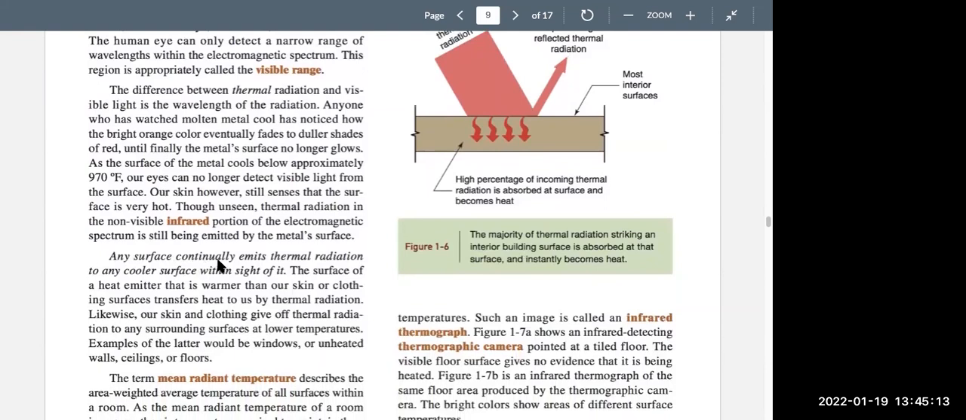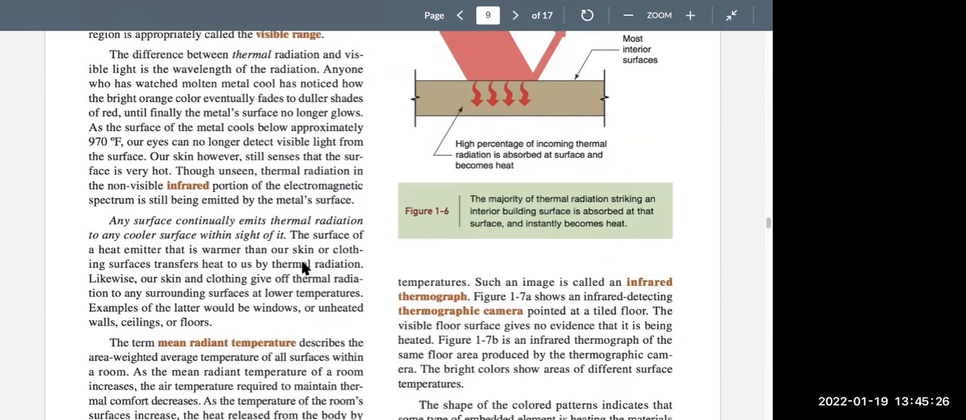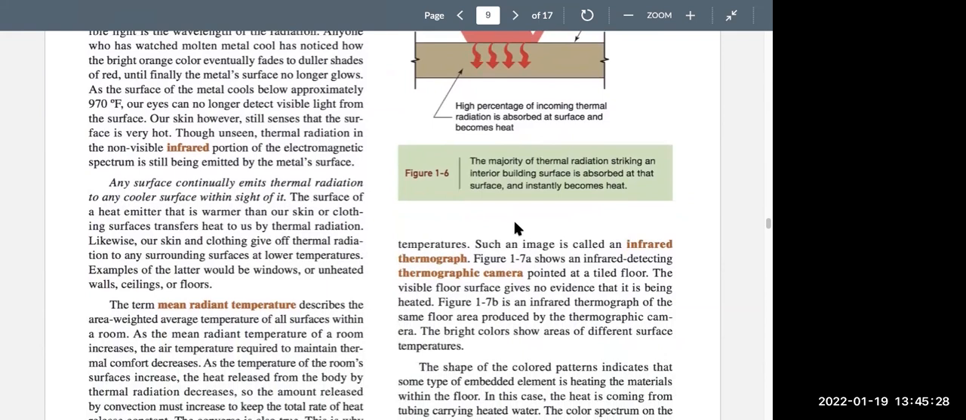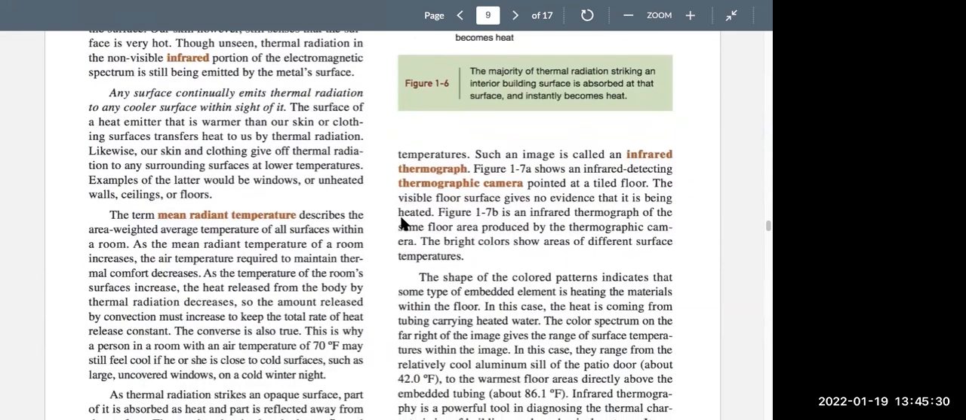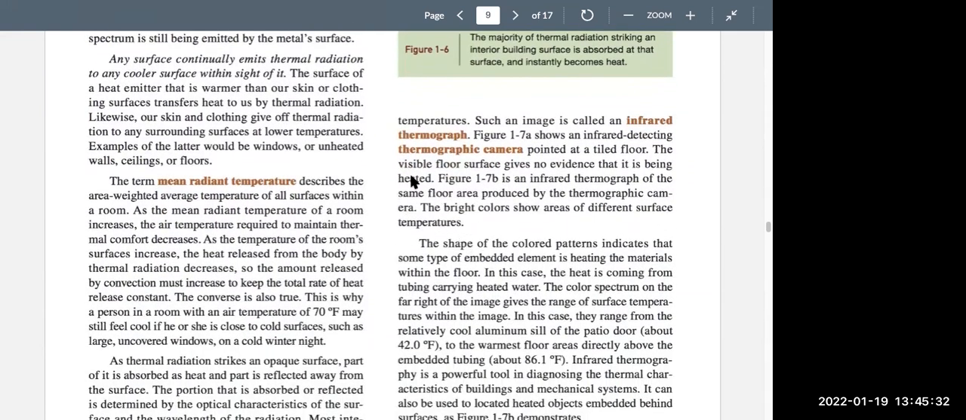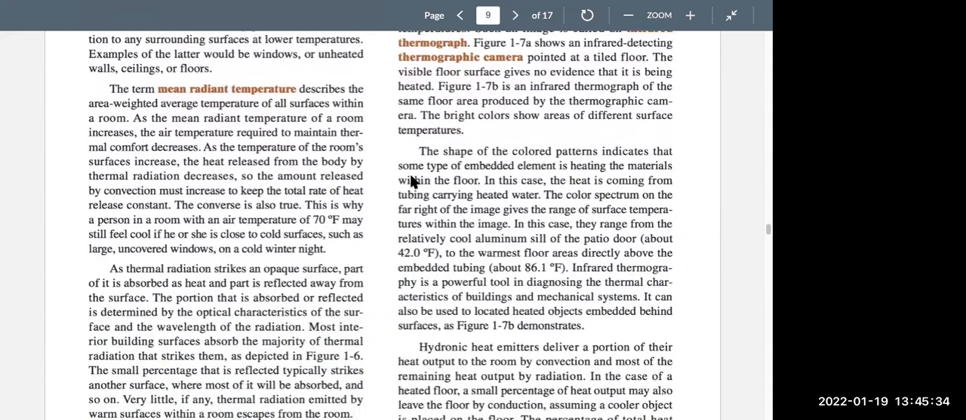So any surface continually emits thermal radiation to any cooler surface within sight of it. So we know that when the sun shines on something, it's emitting thermal radiation. It's going to be warmer. Okay, so there's not a whole lot on this page that we're really too concerned with.